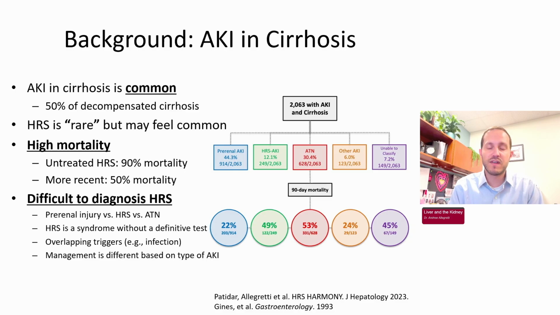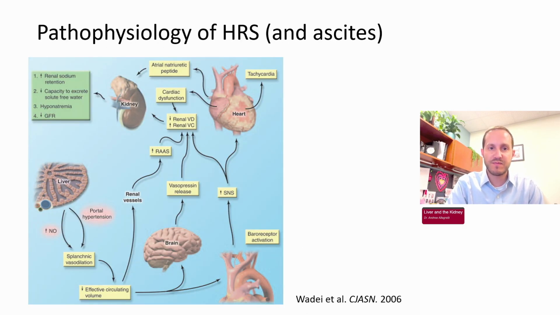There is not a single definitive test that will give you an HRS diagnosis, and the triggers that sometimes can trigger any of these. For example, an infection can cause volume depletion that responds to fluids. It can lead to septic shock, which would be more indicative of ATN, or SBP, spontaneous bacterial peritonitis, is a very common trigger of hepatorenal syndrome. So you can have the same clinical prodrome, the same setup, and have it cause all three of these things. And obviously the management is very different depending on what type of AKI you have.